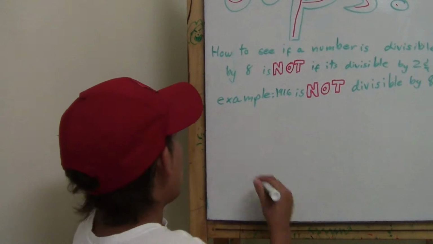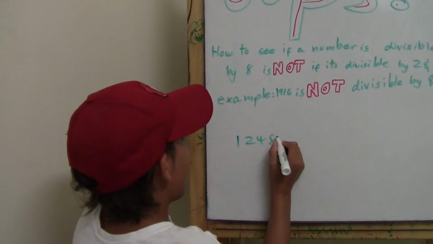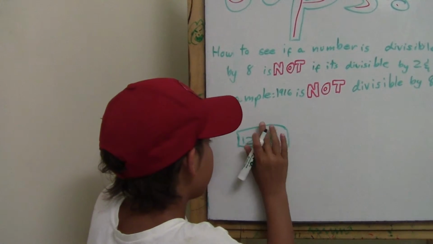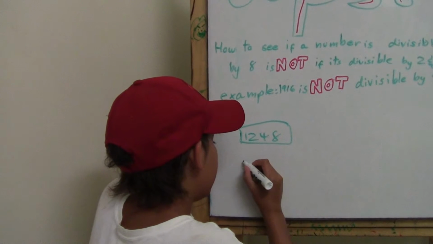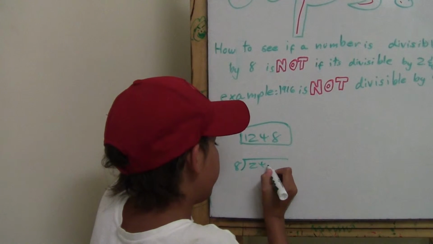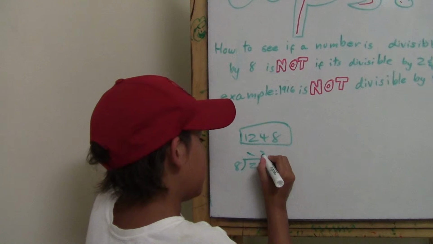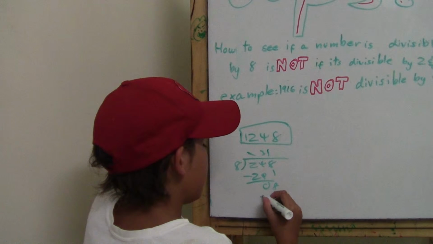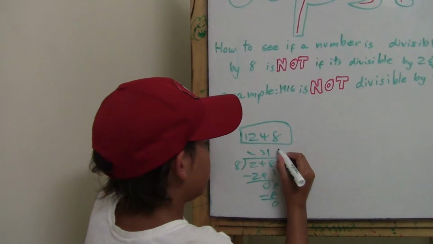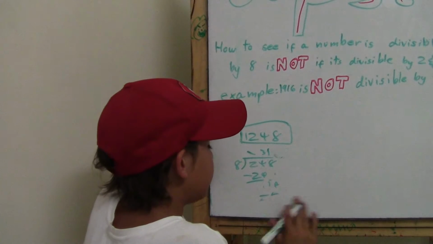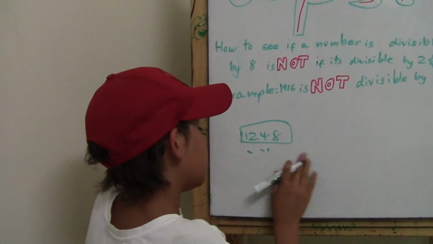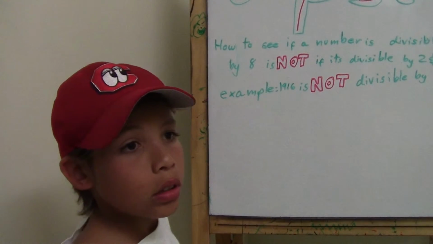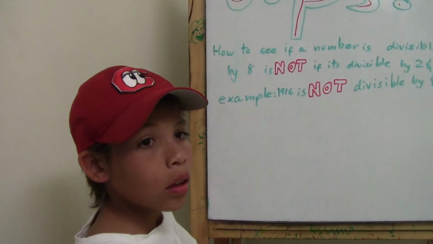Okay, let's try 1248. 248 divided by 8. 3, 24 minus 24 is 0. Then the 8, that'd be 1. 8 minus 8 is 0. It's 31 remainder 0, so basically yes, it is evenly divisible. There's no remainder. So can you prove it? 1248 equals what?